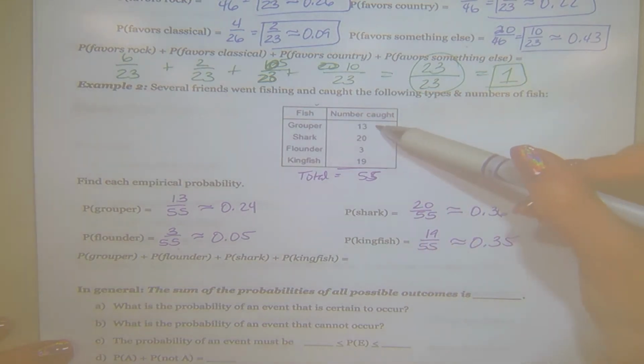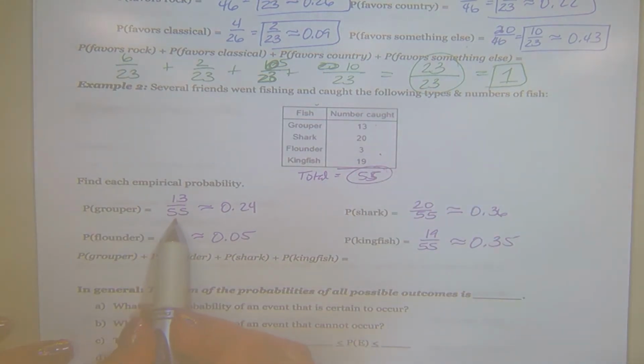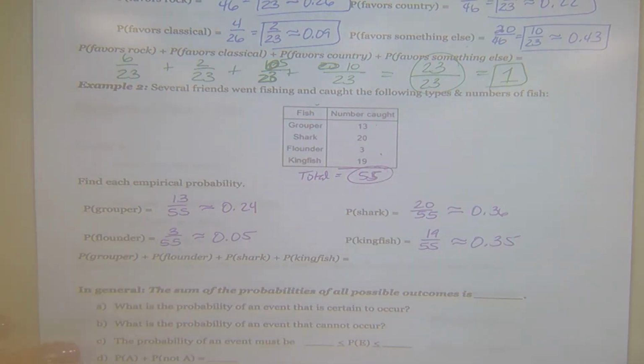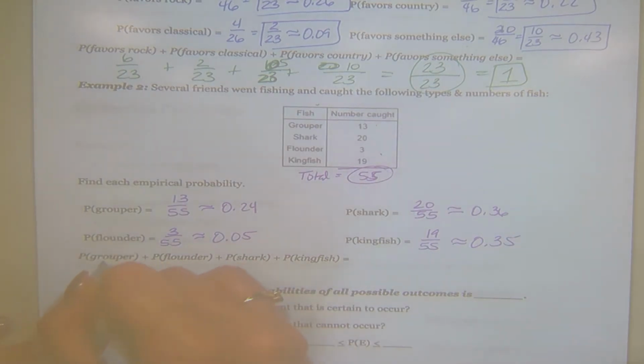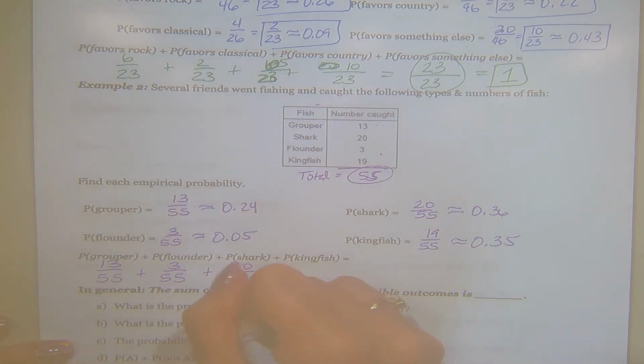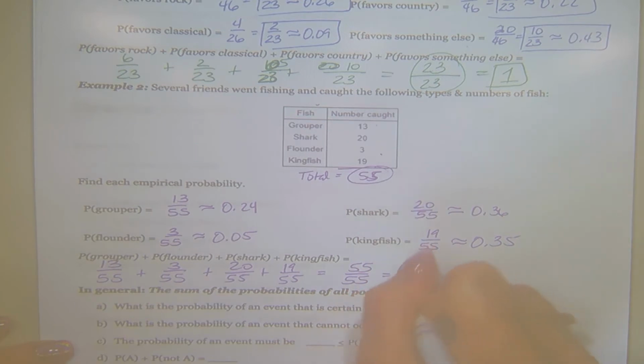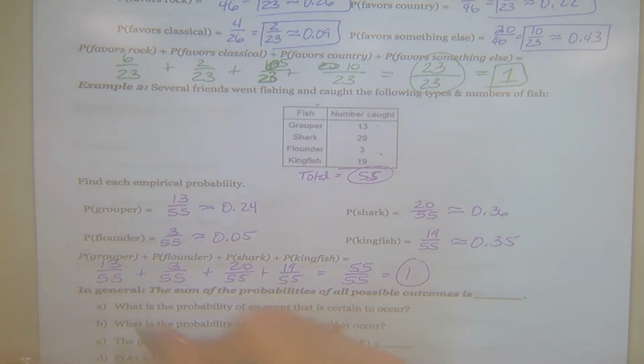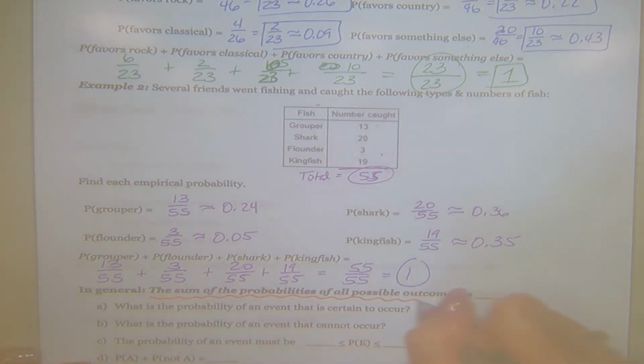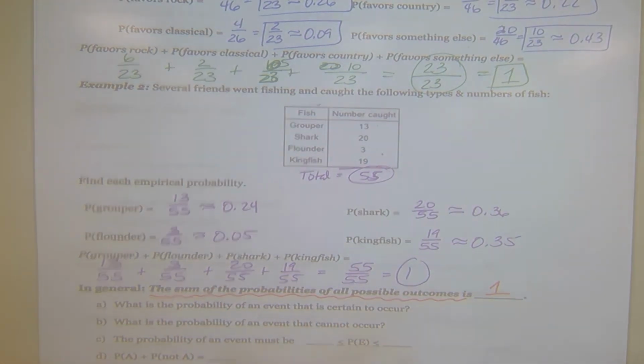I'm getting my numbers from the chart. There are a total of 55 fish caught, so that's my denominator because this is empirical probability. If I add up each of the individual probabilities of all of the events that are possible, I get 1. I get everything. So this is what we were leading up to, something we already stated. The sum of the probabilities of all possible outcomes is always going to be 1.